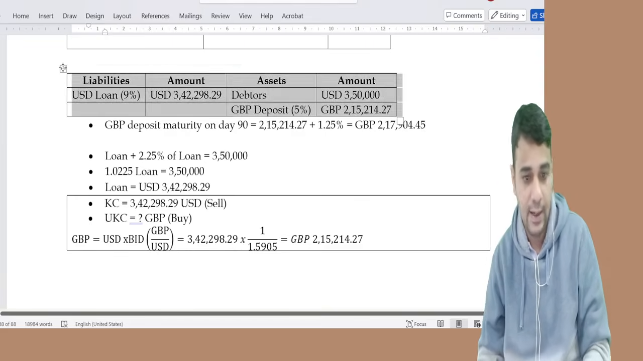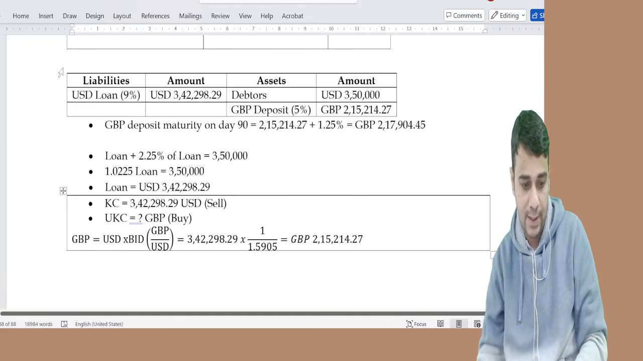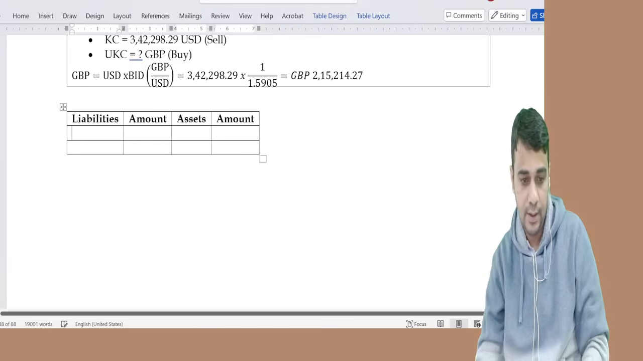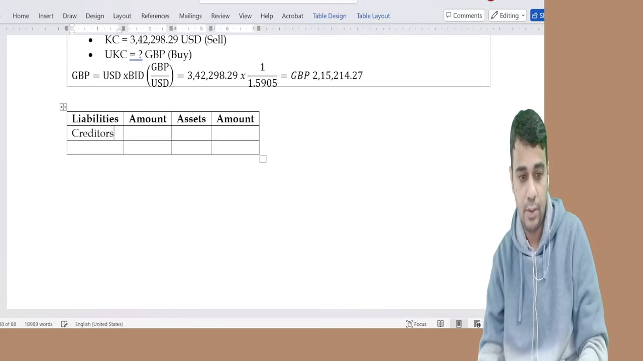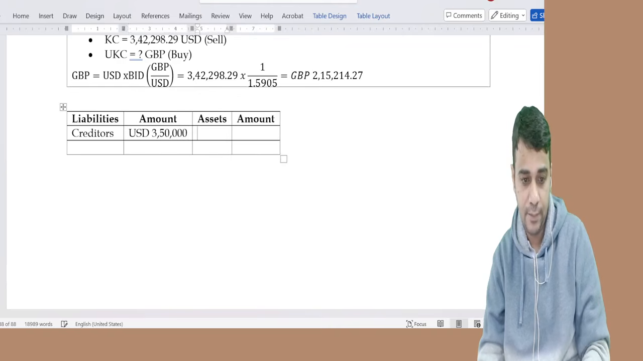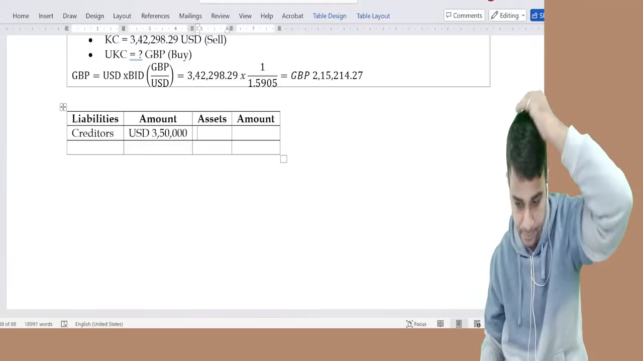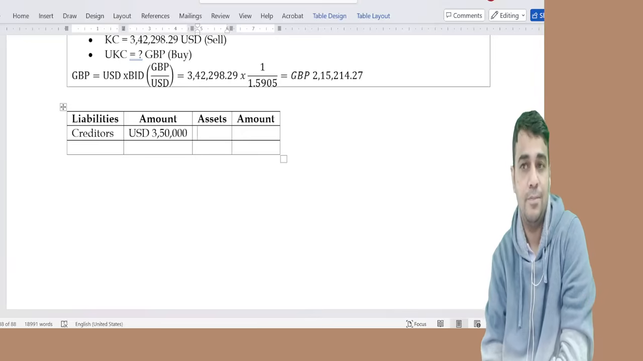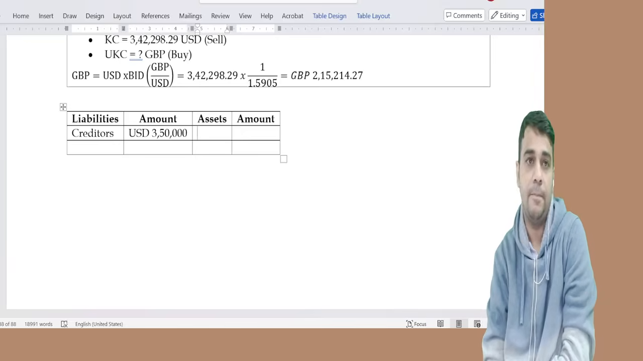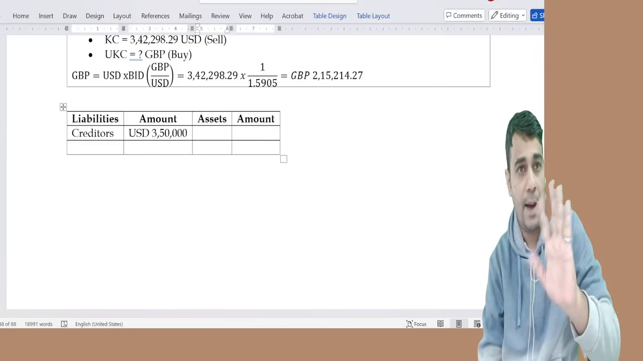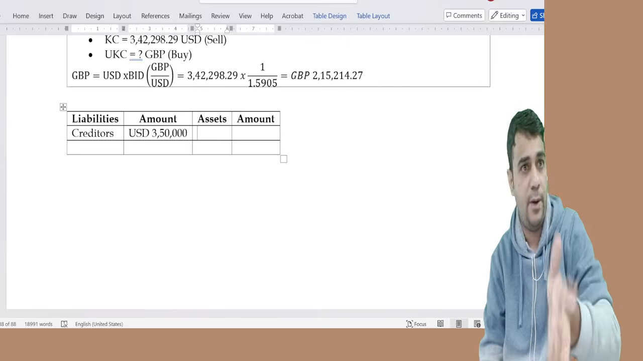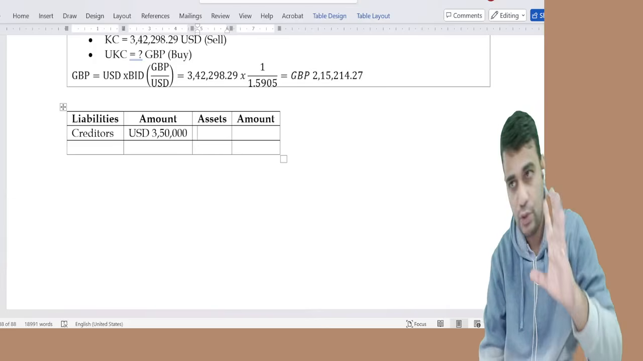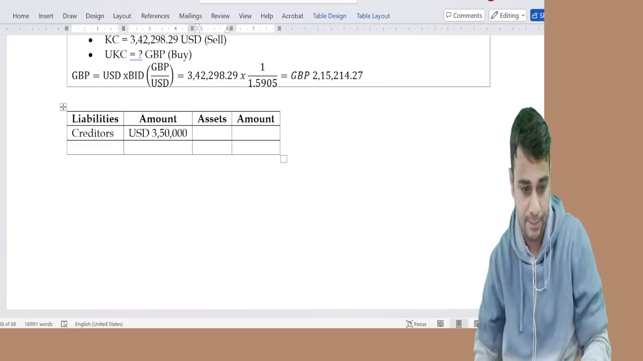Same balance sheet again. Now we are having a creditor. Creditor USD 3,50,000. Balance sheet format is easy to understand, easy for me to explain also, easy for you to understand also. In exam, I leave a choice to you. If you want to do balance sheet, do it, but below just write 3 lines.